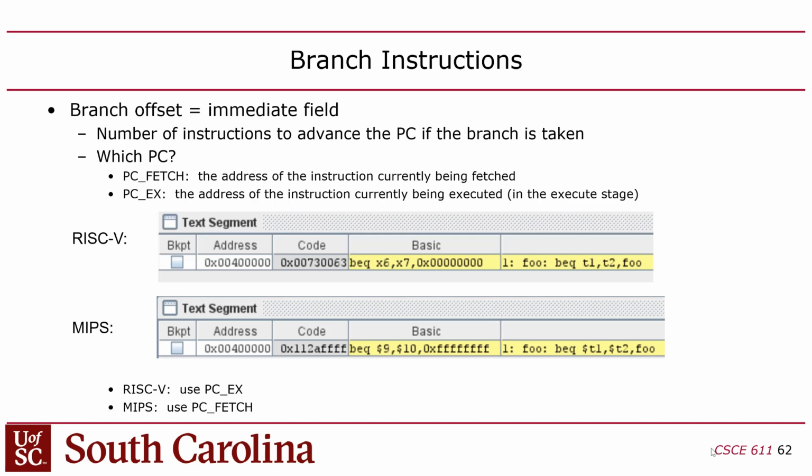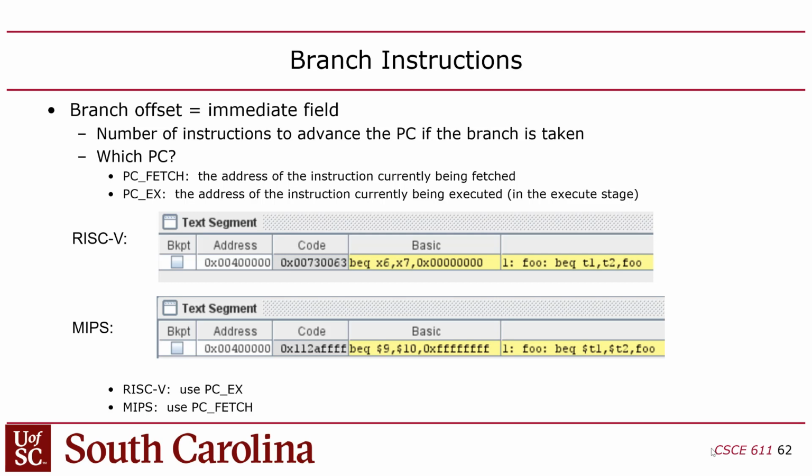The problem is, what is the PC? What are you considering to be the PC? PC, of course, being the program counter. It's supposed to be the address of the instruction, but which instruction? Is it the address of the branch instruction that we're talking about, or is it the address of the next instruction that's currently being fetched, the instruction after the branch? Sometimes they call that PC plus 4.